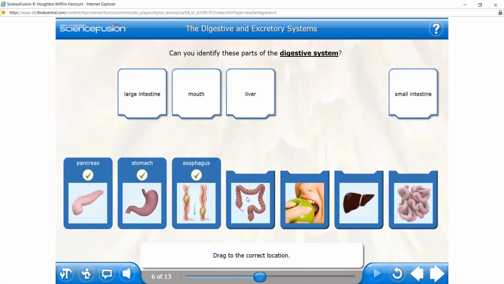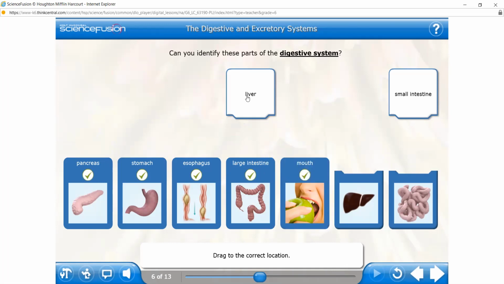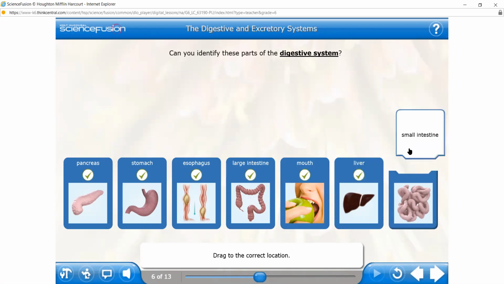What is this picture? Yeah, it's the large intestine. It is small intestine. The large one, sorry, it's large intestine, yeah. The small one is like... Ghalia, what is this? This is mouth. And the next one? Mouth. Liver. Yeah. And the last one I will do, small intestine.